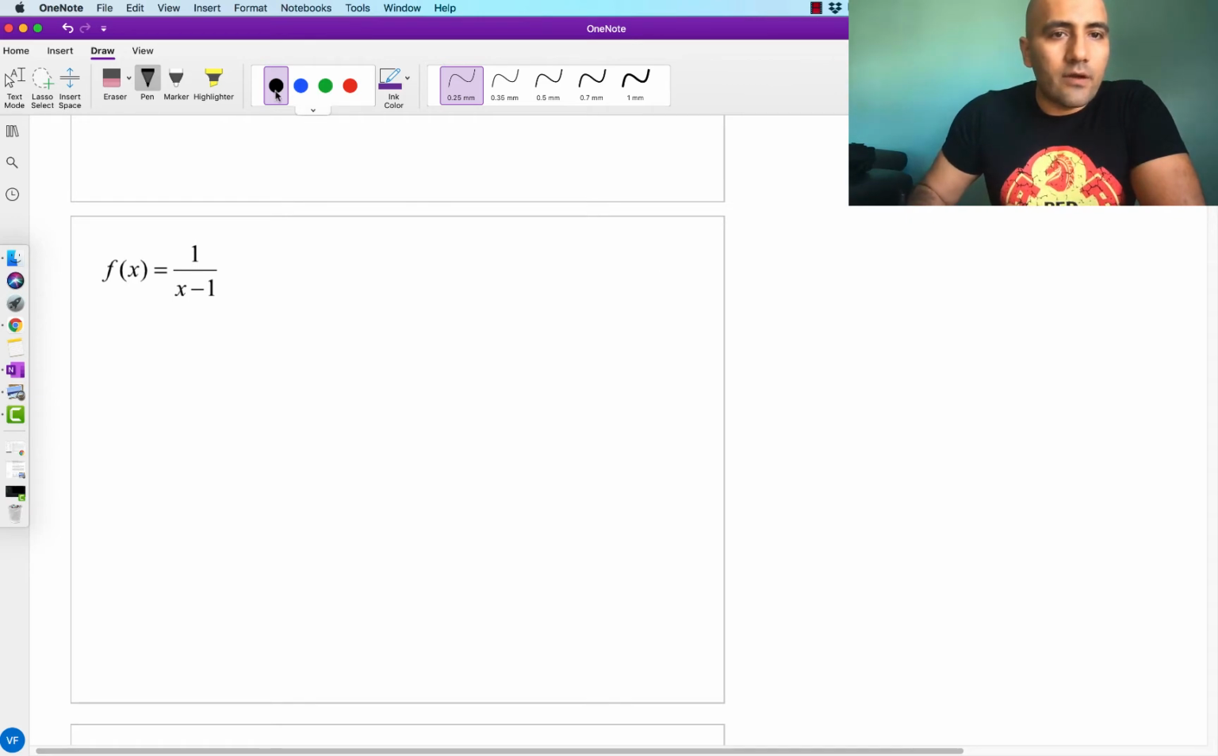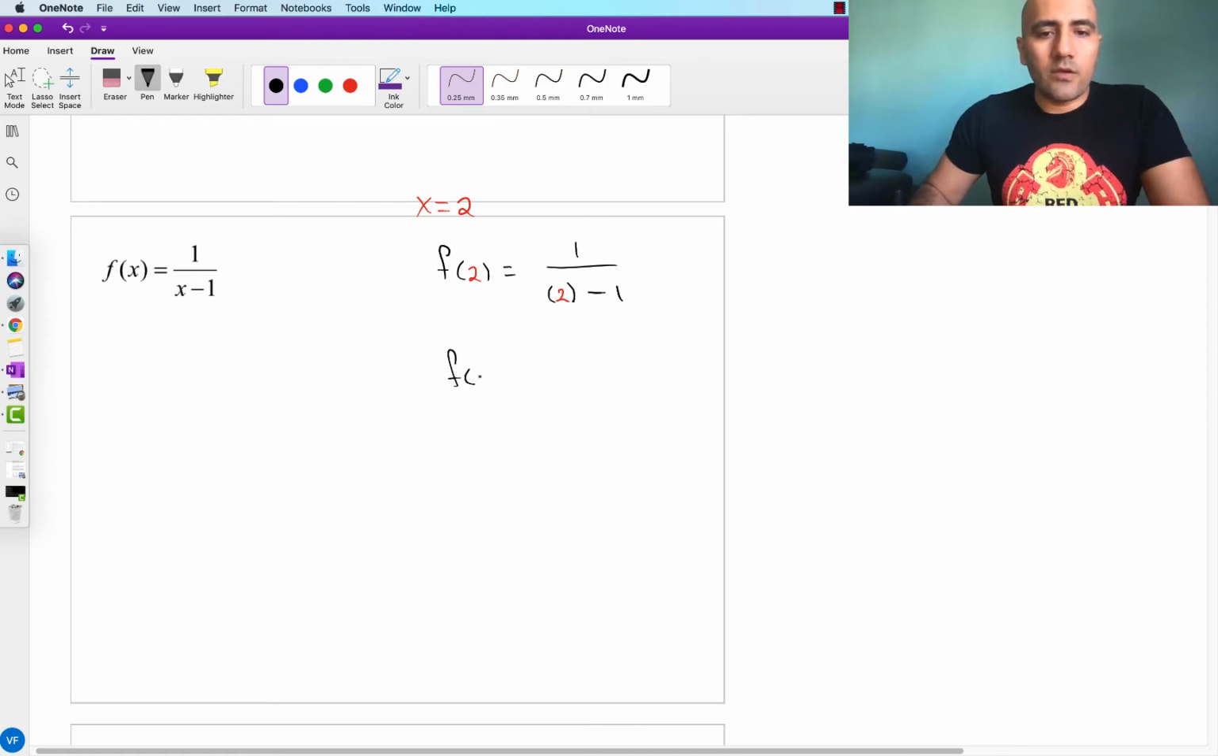If you recall from algebra, we know that we can evaluate this function at various input values. So for example, we could figure out what is 1 over blank minus 1. We could figure out what happens when x equals 2, for example. Put a little 2 there, put a little 2 there. And so we can conclude that f of 2 equals 1 over 1, which is equal to 1, or that f of 2 equals 1.